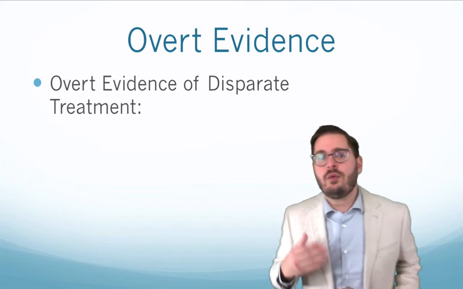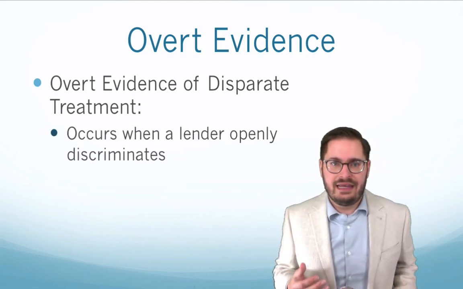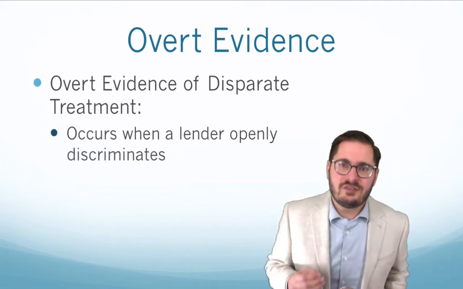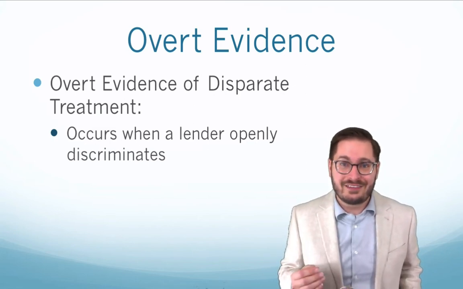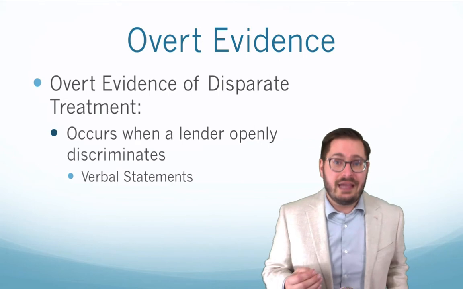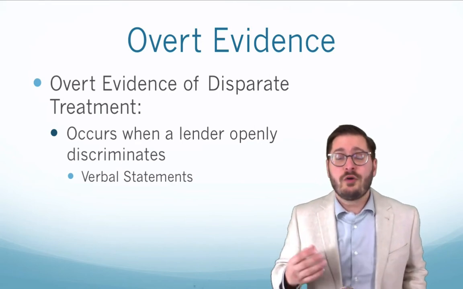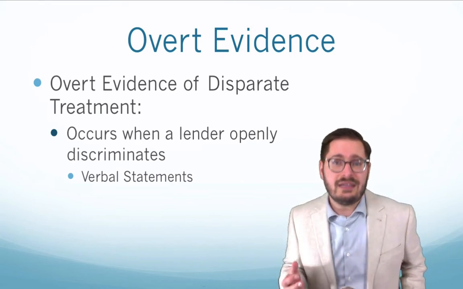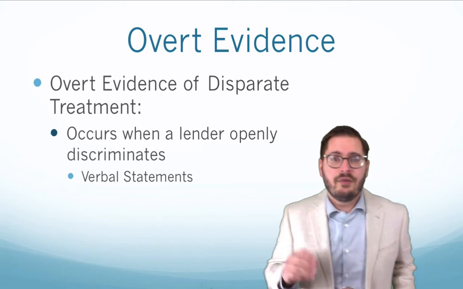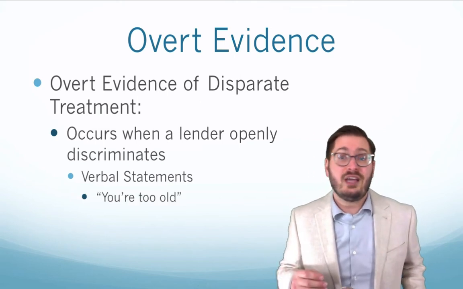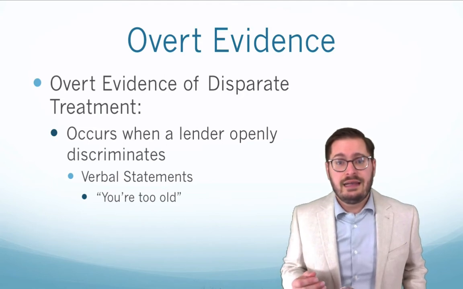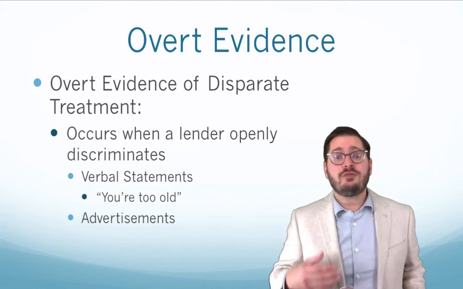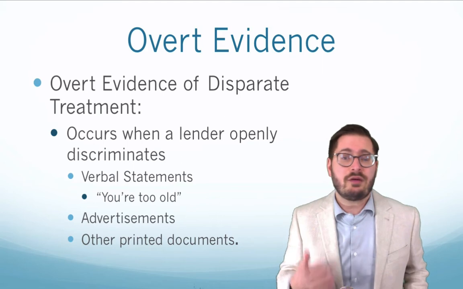So let's look at what overt evidence of disparate treatment is. Overt evidence of disparate treatment occurs when a lender openly discriminates. This could be through verbal statements, or through something else we'll talk about in a second. A verbal statement could be something like, "You're too old." That is overt evidence of disparate treatment. Not only verbal statements, but it could come through advertisements or other printed documents.